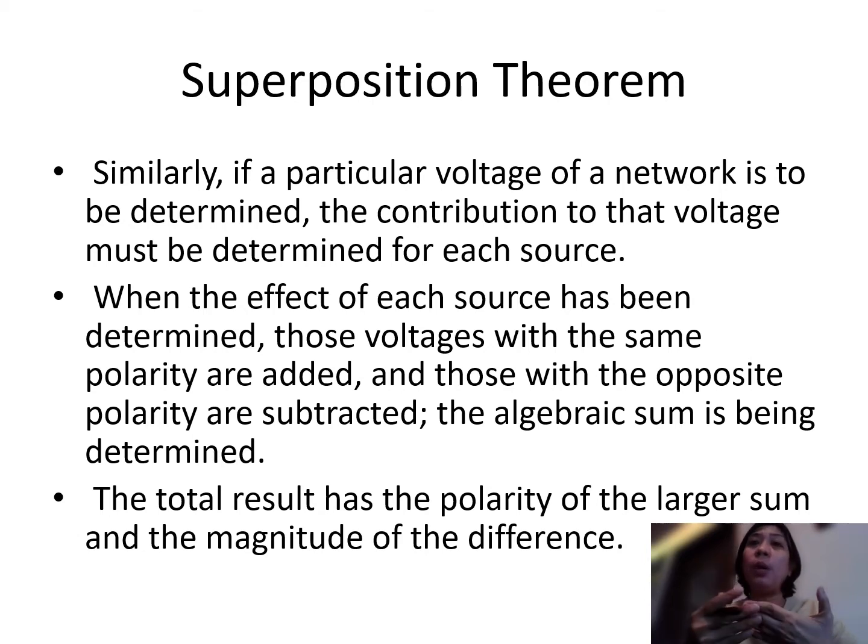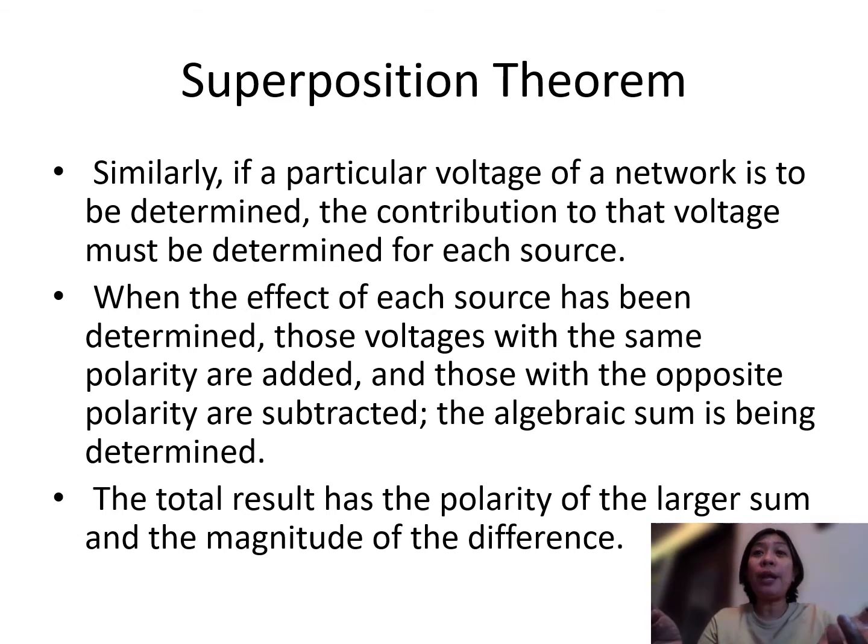Okay, so if we wanted to solve for a voltage, for example, the contribution to that voltage must be determined for each source. When the effect of a source has been determined, those voltages with the same polarity we're going to add, and those with opposite polarities we're going to subtract. Therefore, the algebraic sum is being determined.